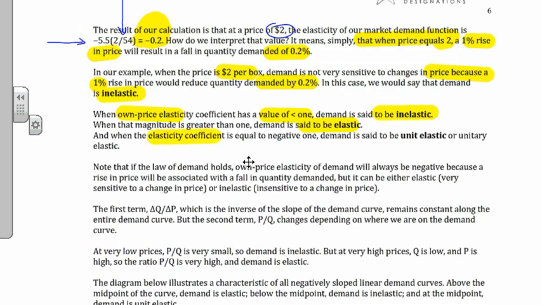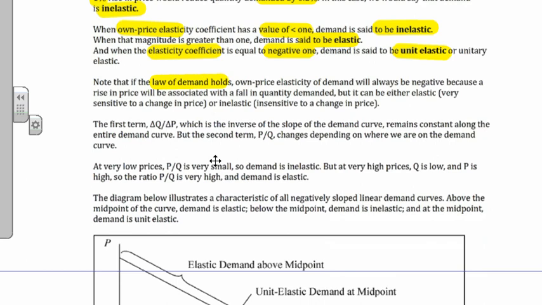When the elasticity coefficient is minus 1, demand is said to be unit elastic or unitary elastic. That's exactly in the middle. But we know as well, guys, that if we keep on with our law of demand, elasticity of demand will always be negative. Why? Because remember, what do we always say? A rise in price, a rise is positive, is always associated with a fall in quantity, negative, because of the inverse relationship between the two. But the truth be told, it can be elastic, very sensitive to price changes, or not so sensitive to price changes, then we would call it inelastic.